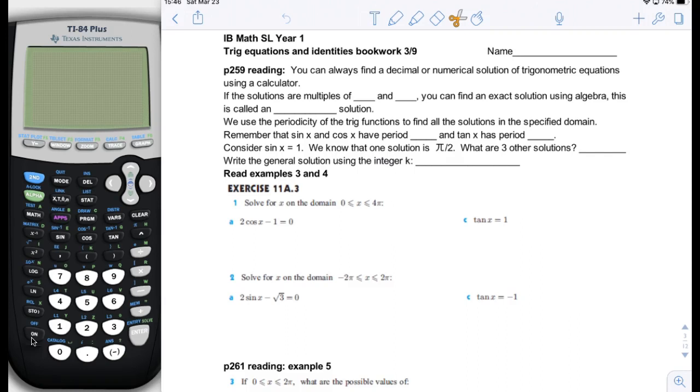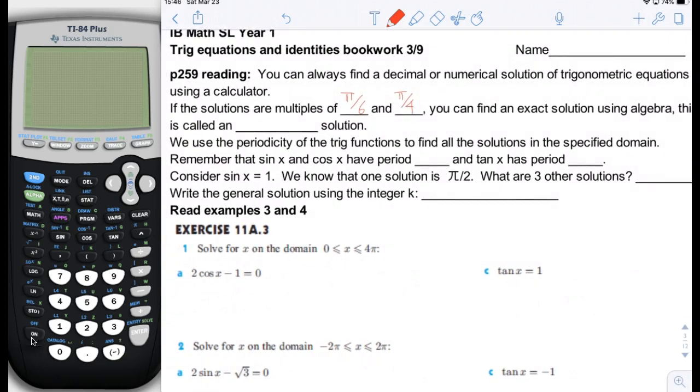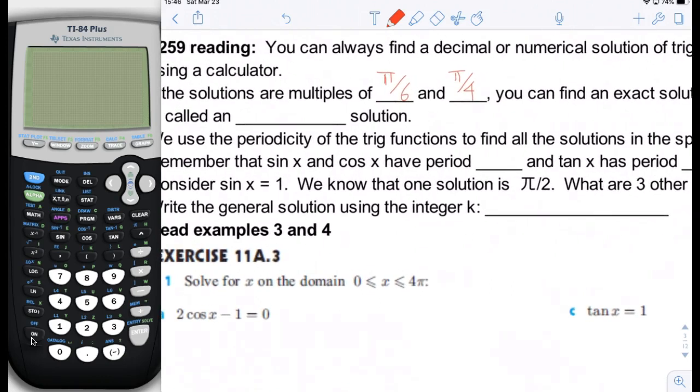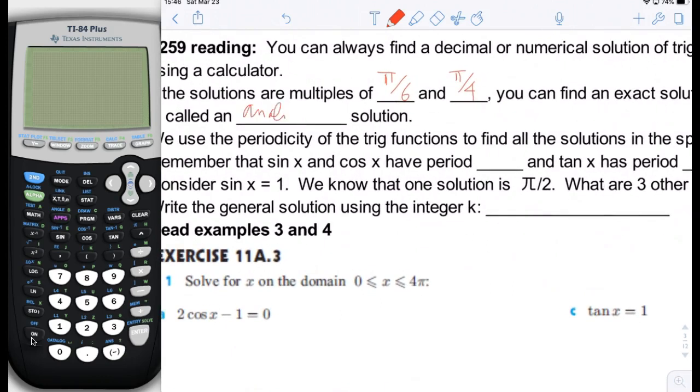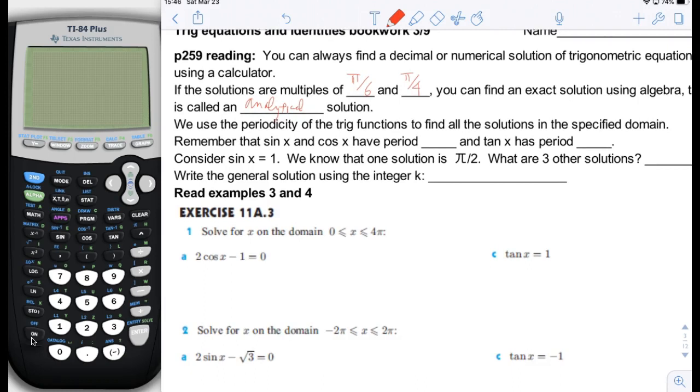If the solutions are multiples of pi over 6 and pi over 4, which are 30 degrees and 45 degrees, you can find an exact solution using algebra. This is called an analytical solution. We use the periodicity of the trig functions to find all the solutions in the specified domain. Remember that sine x and cosine x have a period of 2 pi, and tangent x has a period of pi.